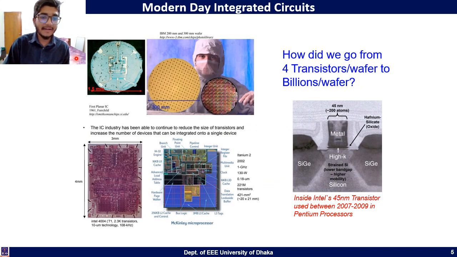Okay, so this is the first planar IC fabricated in 1961, and this is the Intel's first ever integrated circuit named Intel 4004, which was built by using only 2.3K transistors. But today we have billions of transistors in a single chip. So how did we go from 4 transistors per wafer to billions of transistors per wafer? So let's dive into the amazing world of devices by first knowing the operating principles of transistors and MOSFETs.